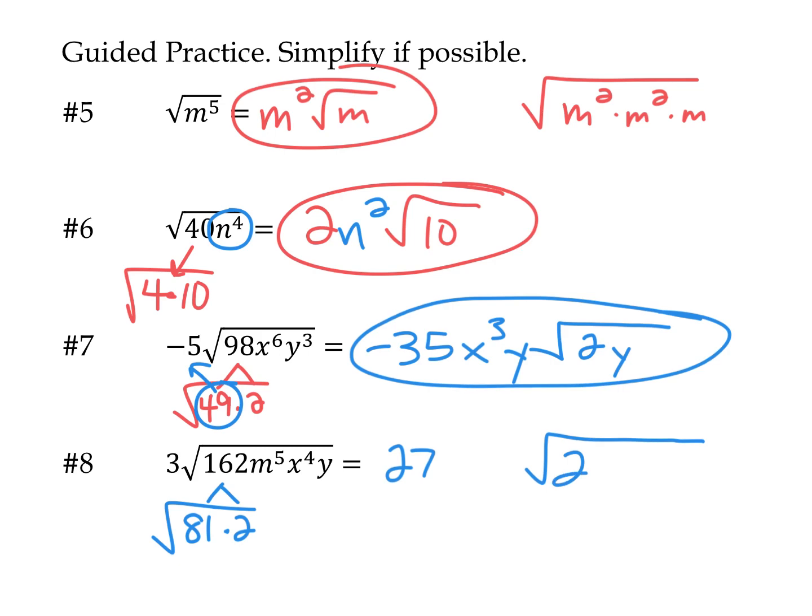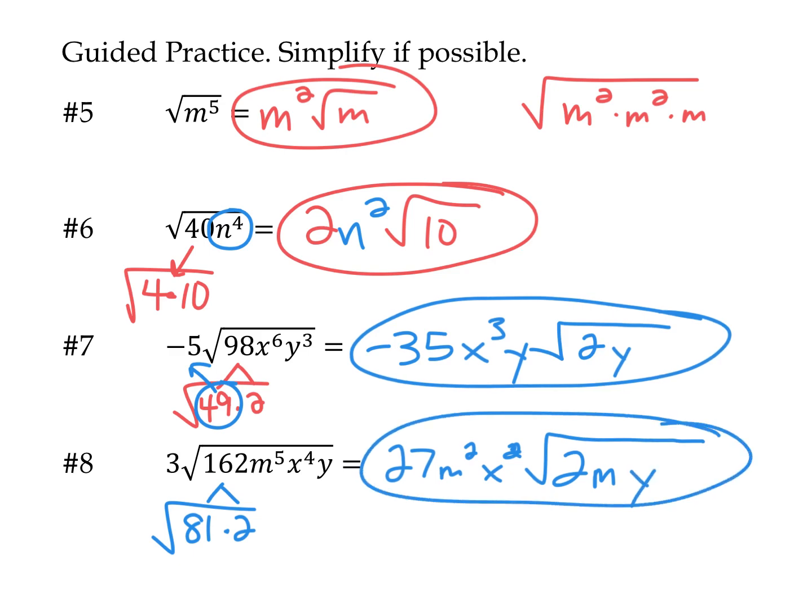Then I have m to the fifth. So that's 2 m's that are out in front of the radical with 1 left inside. X to the fourth. So that's x squared. There's 2 pairs of x's there. So x squared. And then I'd have y. That just stays inside the radical. There's nothing to simplify that. So I have 27 m squared x squared in radical 2my.